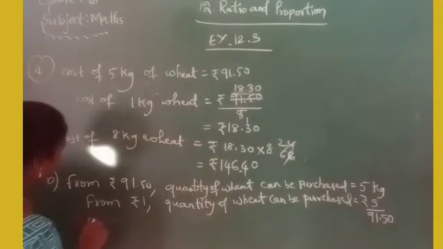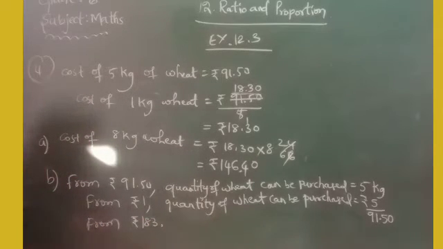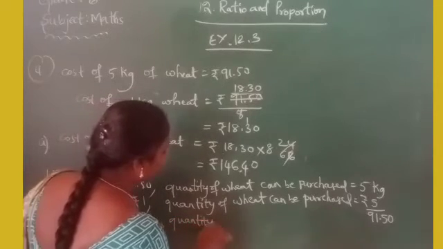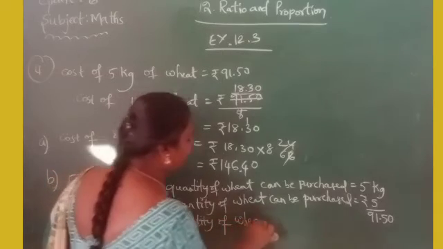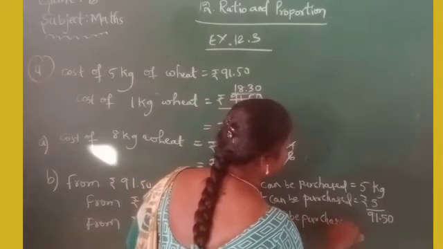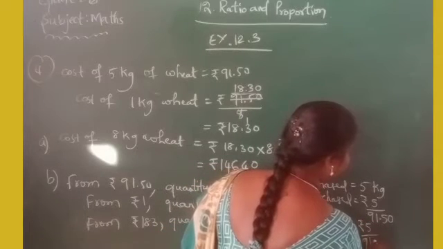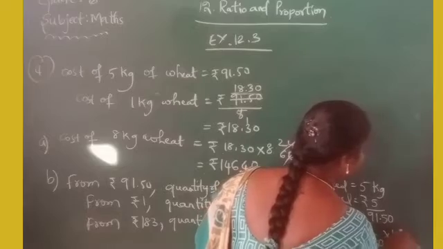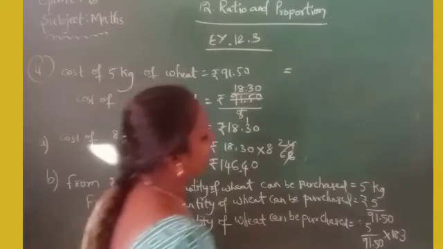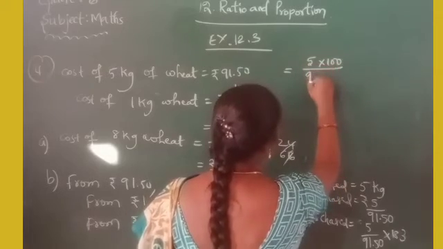Okay, now from 183 rupees, what is the cost? 183 rupees given? Yes, from 183 rupees, so how many kgs of wheat can we purchase? So the quantity of wheat that can be purchased is equal to, how to write this one? Yes, 5 by 91.50 into 183 rupees. Multiply.